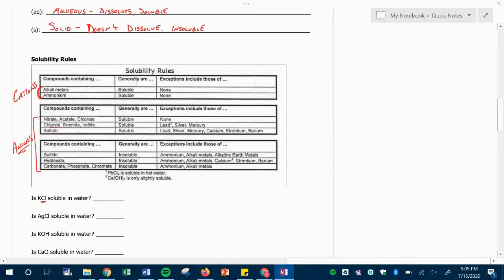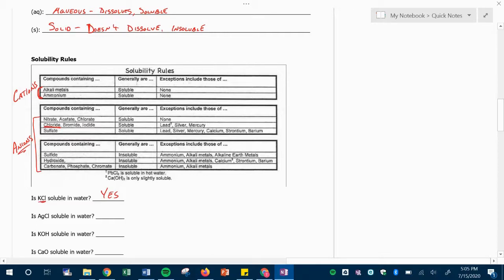Oh, here it is, chloride. The way we read this is compounds containing chloride generally are soluble. Exceptions include those of lead, silver, mercury. So chloride compounds are soluble with these three exceptions. Is KCl soluble in water? Yes, because potassium, or the K, is not lead, silver, or mercury.